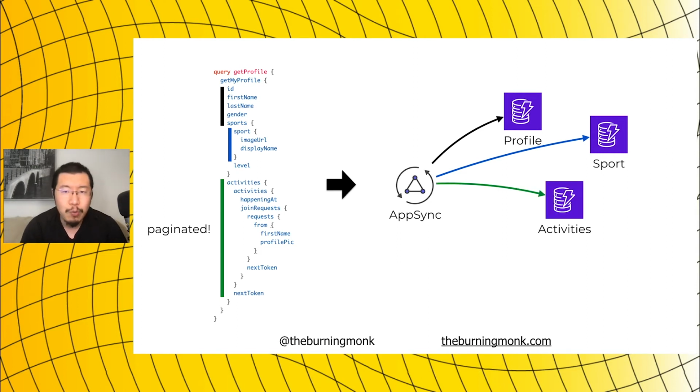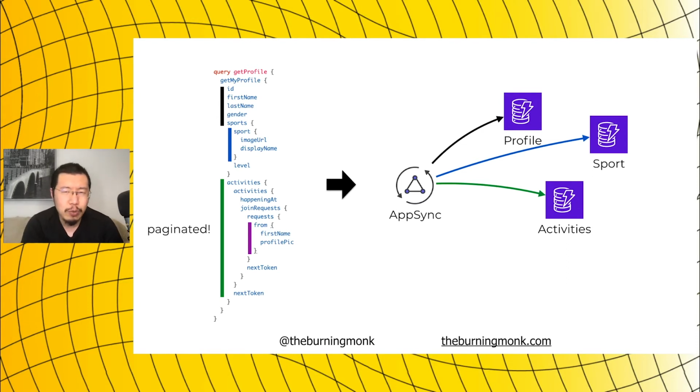So AppSync runs a query against the activities table where the data is stored, with my user ID as the hash key and the timestamp of the activity as the range key. So we can easily get pages of activities in descending order in time. And since other people might ask to join my basketball match next week, I also want to fetch any requests I have as well, so I know which ones I want to accept, which ones I want to reject.